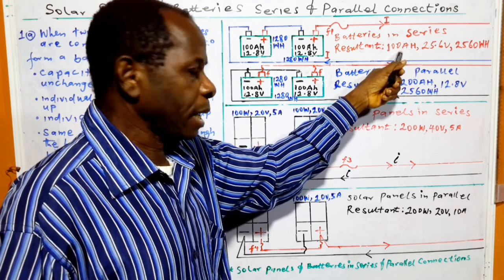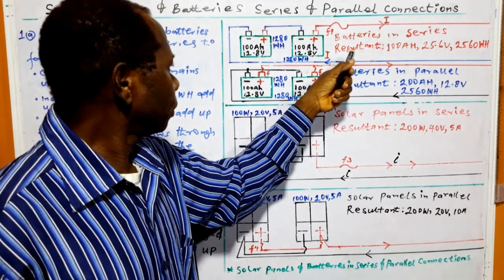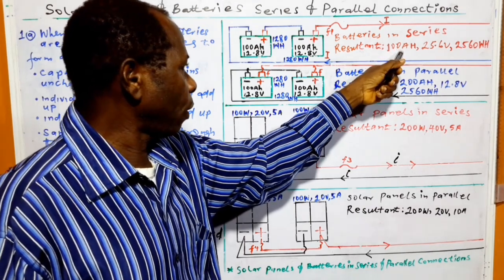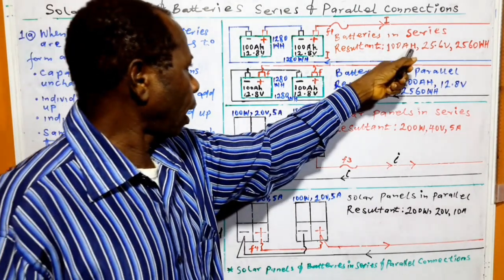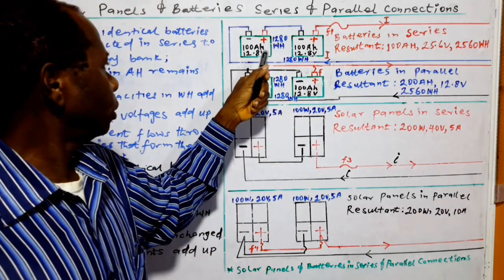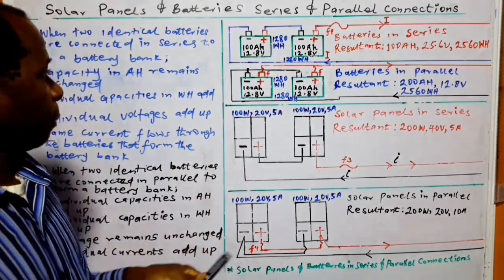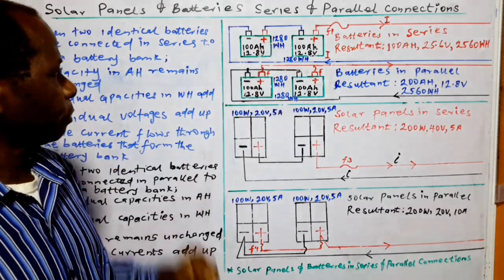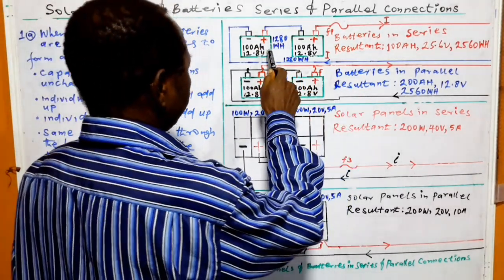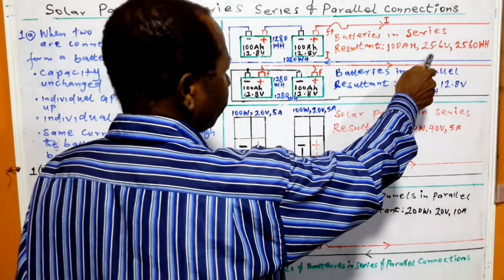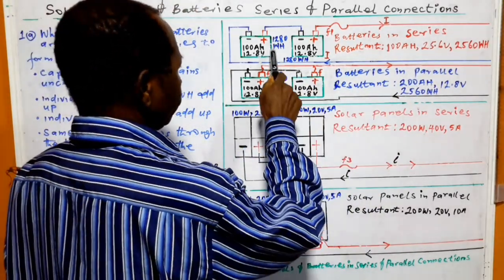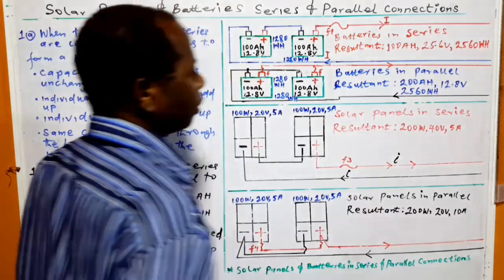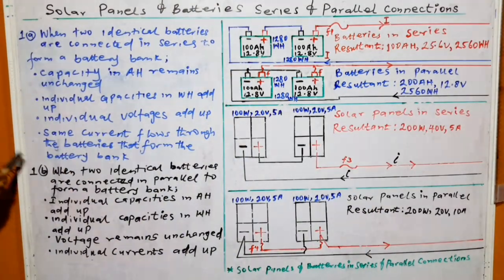And that is why here we are having the ampere hour capacity of the resultant battery bank so formed being 100 ampere hour, equal to the ampere hour capacity of each of the batteries. Alright, and the voltages are adding up also. So the watt hour capacity also adds up as indicated here.